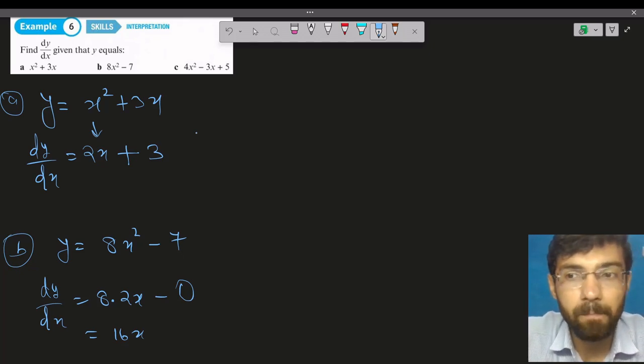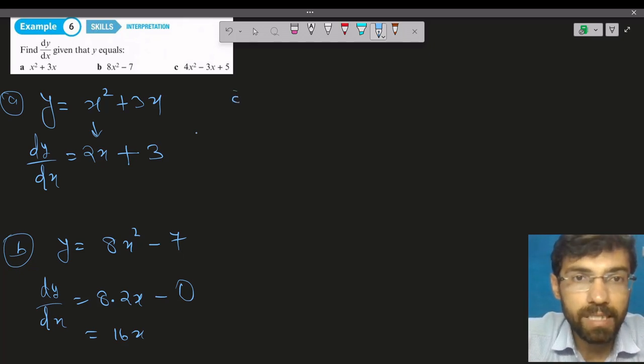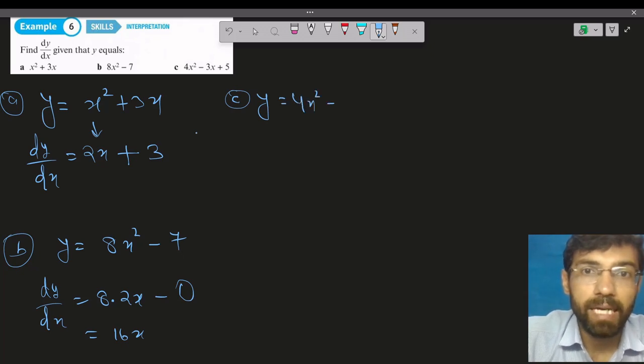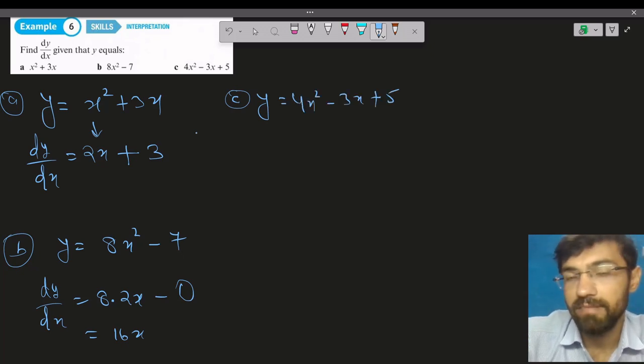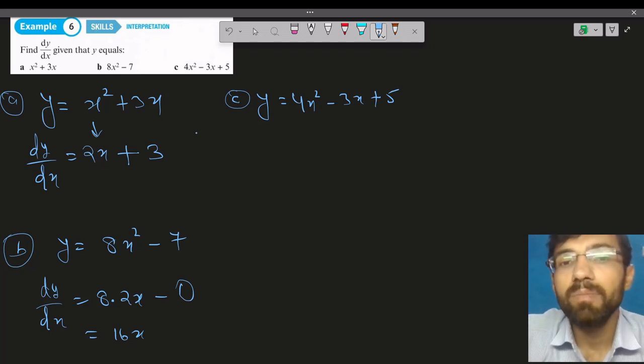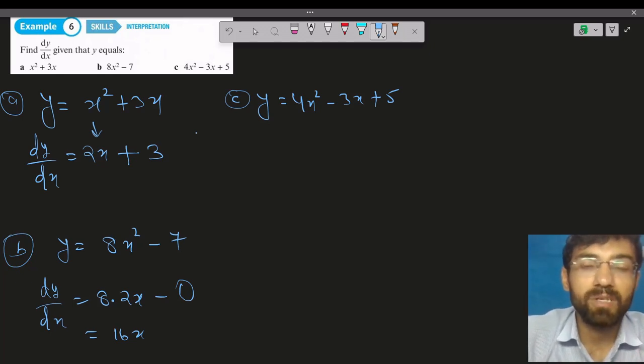What about part C? Okay, so let us write part C: here my y is nothing but 4x square minus 3x plus 5. Let us do the differentiation, or I will give you a moment to try it by yourself. You can pause and try it by yourself.